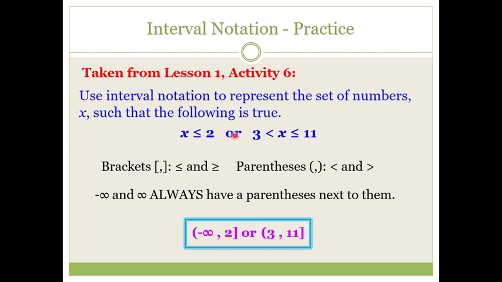Next, we have to indicate this inequality, which we call a compound inequality. And if it's written with the word or, we have to include the word or, and we're going to go from 3, but not including 3, all the way up to 11 and including 11.